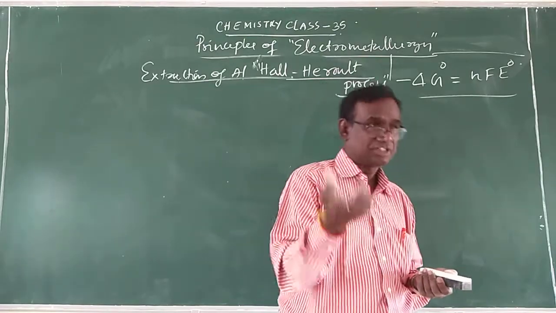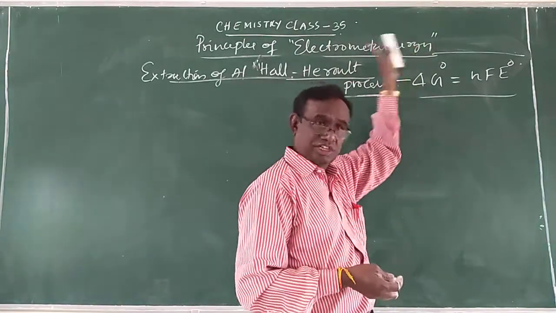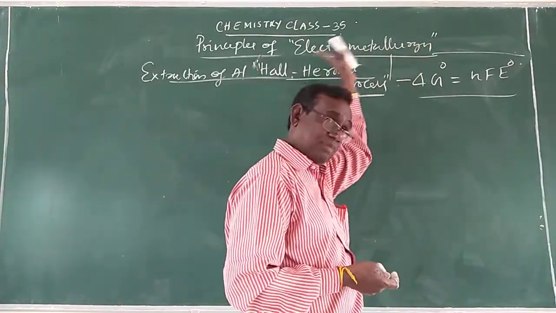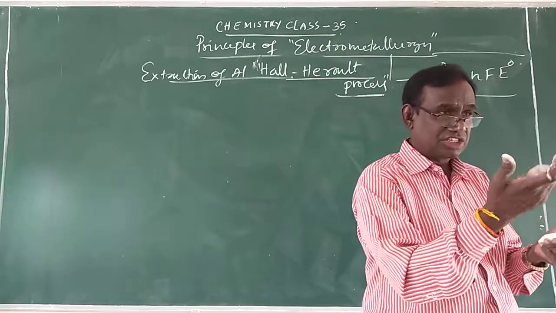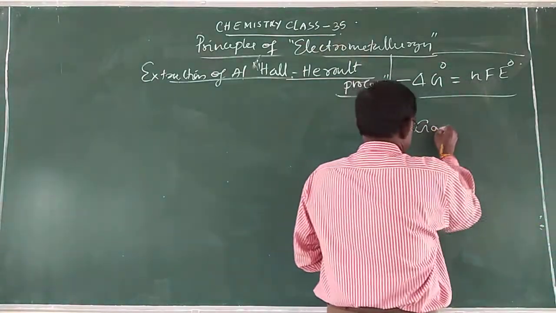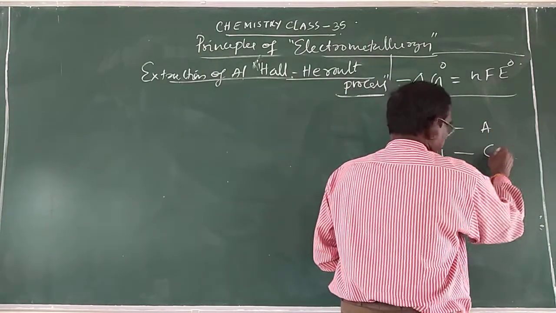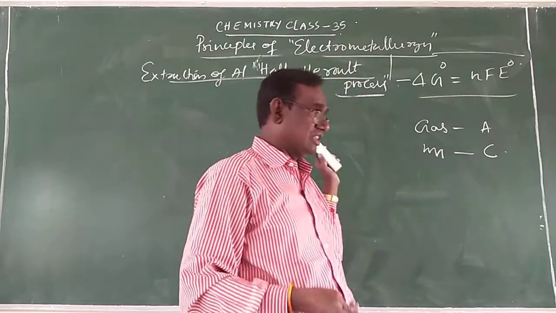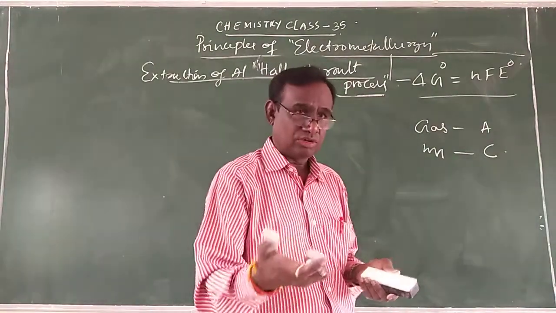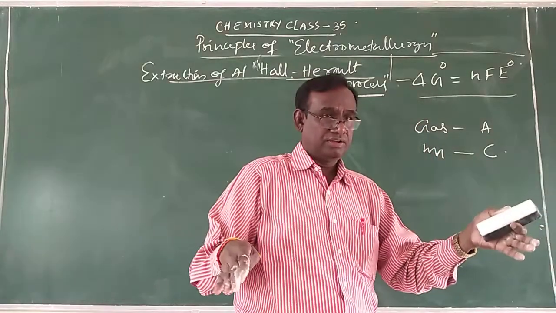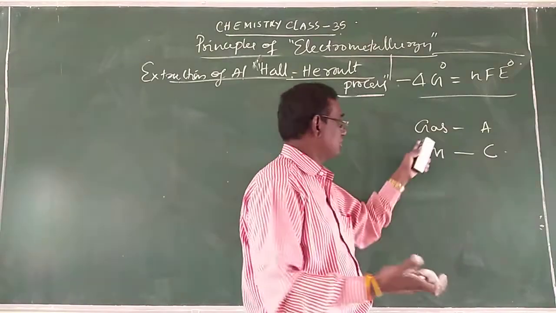Generally in electrometallurgy, gases are liberated at the anode and metals are discharged at the cathode. That is the principle. Gases are liberated at what? Anode. And metals are deposited at what? Cathode. So in the extraction of aluminium, aluminium discharges at the cathode and collects at the bottom of the electrolytic cell, and the oxygen gas liberates at the anode.